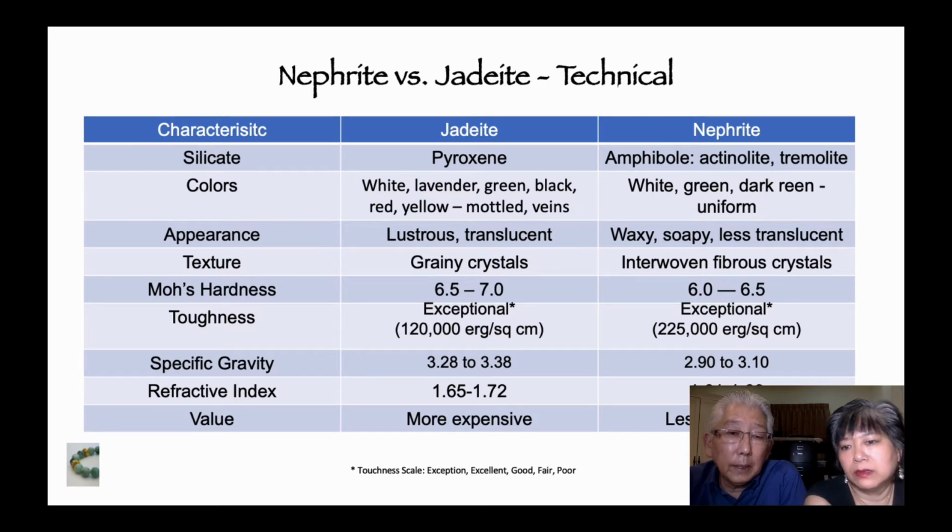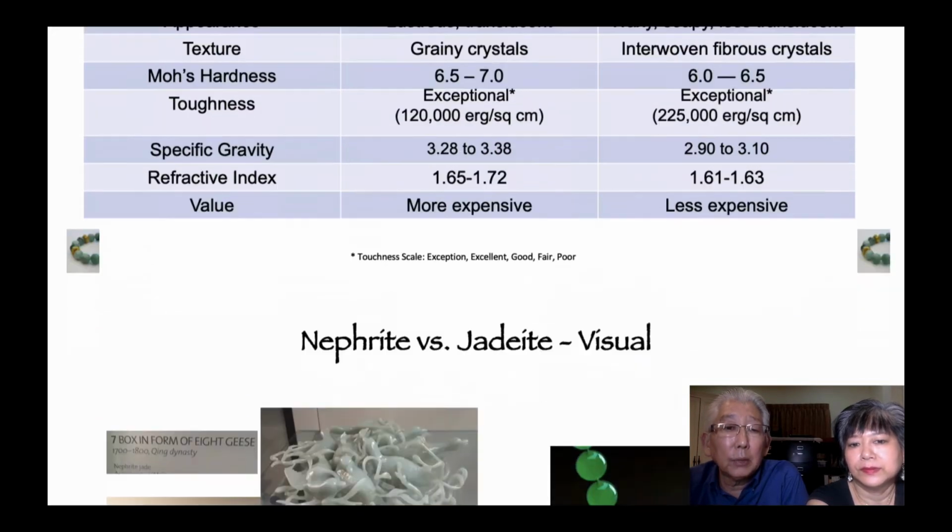We don't have this type of client yet, but if we have a client that says, my budget is $5,000 to $10,000, what we would do is have a lab test it for specific gravity, refractive index, and so on. They would test it and document it. We'll talk about that a little bit more later on.